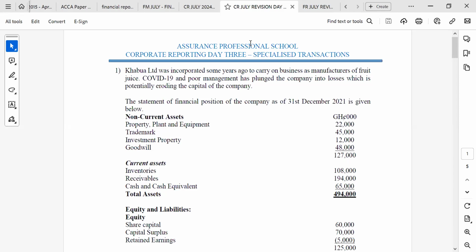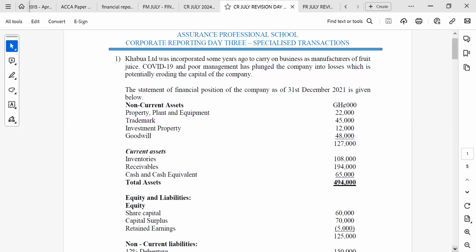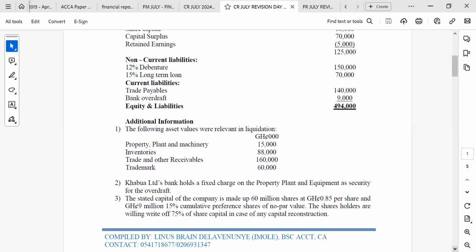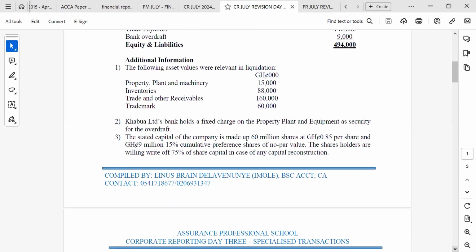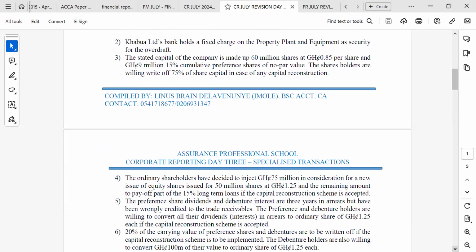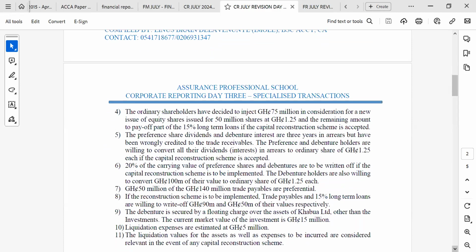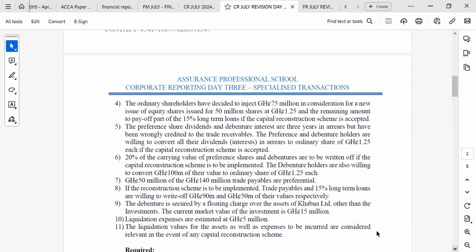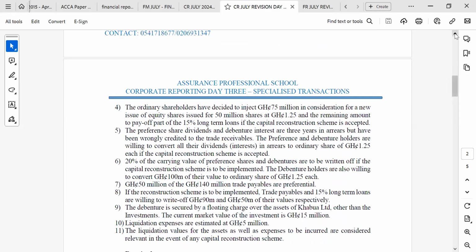All right. So the investment property, we need to read to the end of the statement to see whether we are still selling at the 12,000. No difference is coming. Okay. So let's come to the question and see. Okay. The preference shareholders, 20%. The debenture is secured by a floating charge over the assets other than the investment. The current market value of the investment is 15 million.